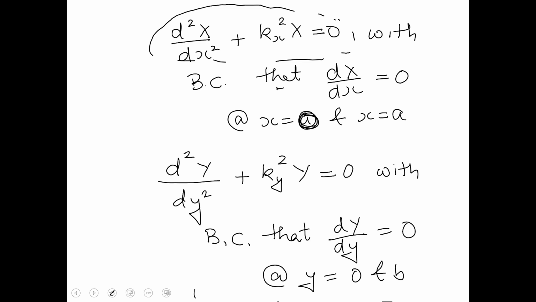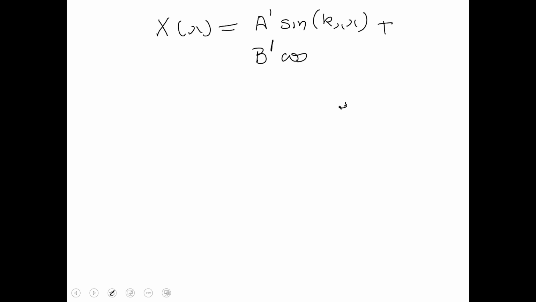Again, it's telling you that I have a function. I take its derivative twice. I add it with some constant times the function, and I get a 0. So it has to be a sinusoid or a cosine function. So I know that X has to be some constant a prime sine kx x plus constant b prime cos kx x.